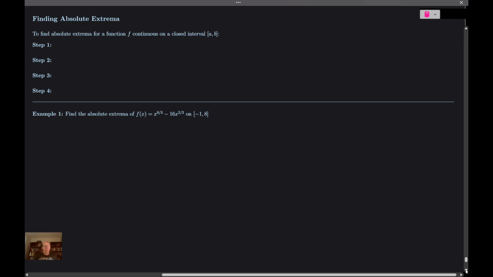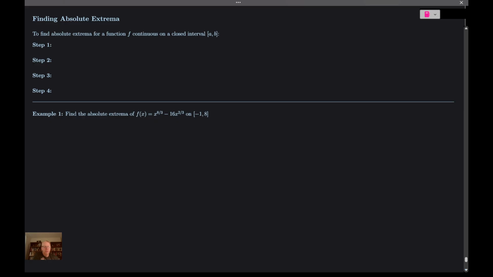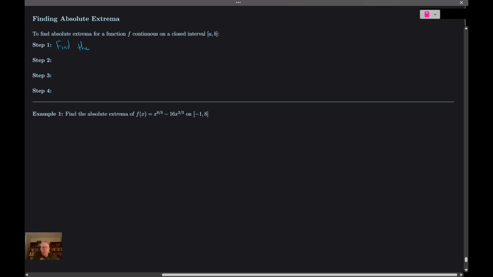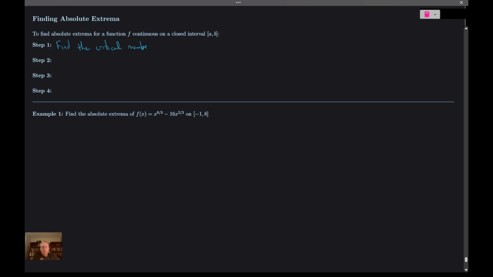So finding the absolute extrema over some closed interval. Step one, I've mentioned this a few times in the last several sections, is to take the derivative. Most of the problems that we're seeing now, the first step is to take the derivative, and more importantly, we're going to find the critical numbers in this open interval a to b.